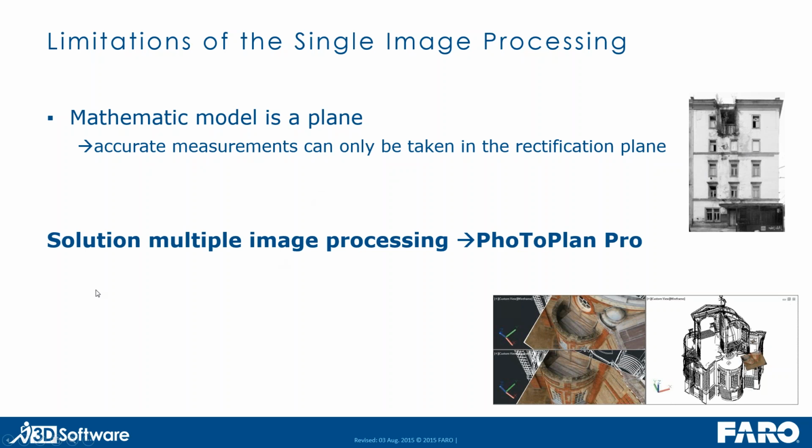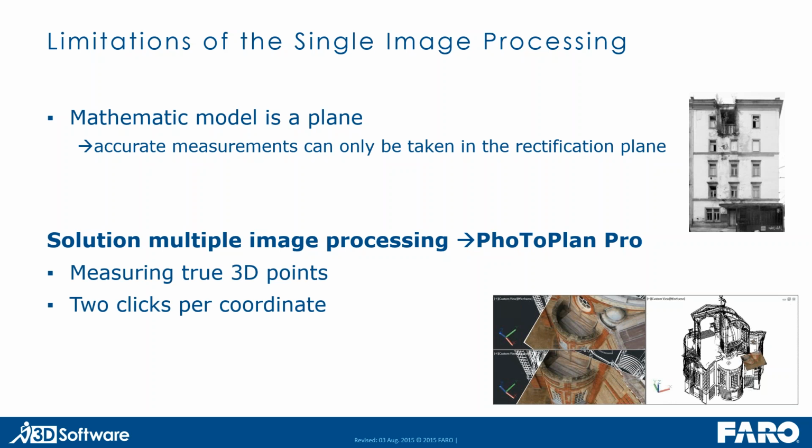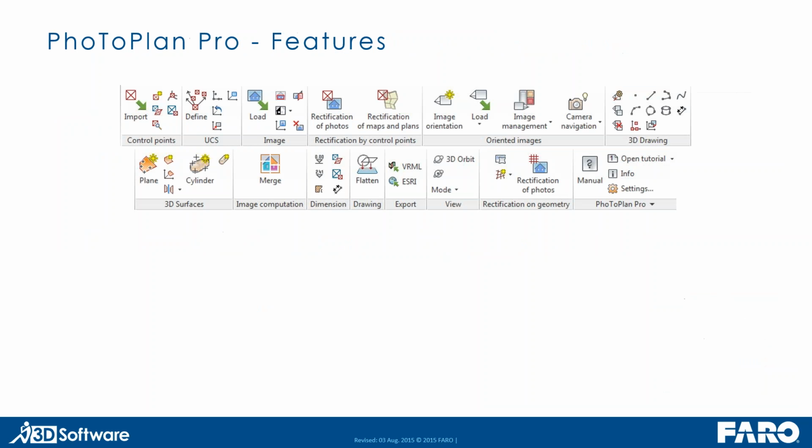But we have a solution with the next larger module of PhotoPlan. With PhotoPlan Pro, we can do multiple image processing, and with PhotoPlan Ultimate, we can also calculate orthophotos, which are slightly different to the simple image rectification. With PhotoPlan Pro, you are able to measure true 3D points with just 2 clicks per coordinate, and in the following I will explain this process in more detail.